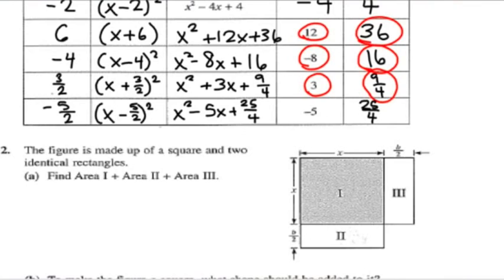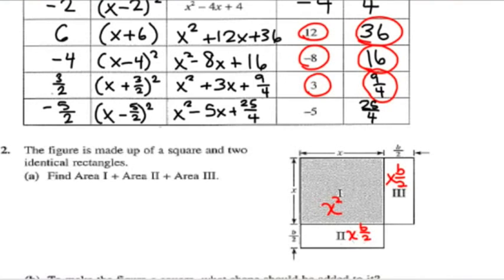Perfect square trinomials. First thing we're going to do is find the area of 1 and the area of 2 and the area of 3. So the area of 1 is x times x, and that's going to get us x squared. Area 2 is going to get us b over 2 times x. So x times b over 2. And then we're going to have, again, x times b over 2.